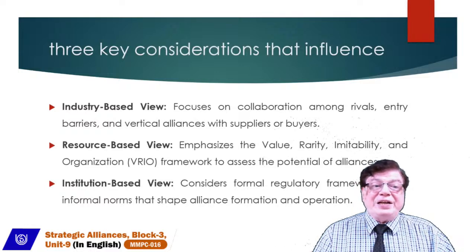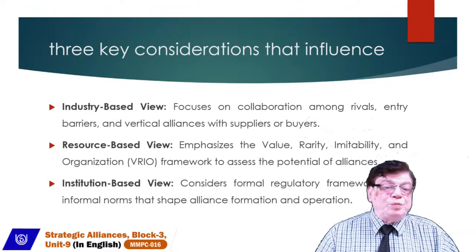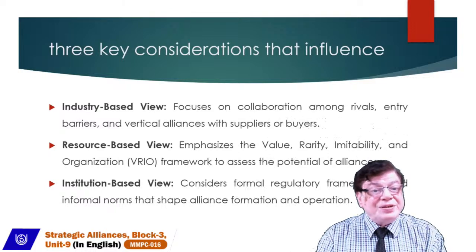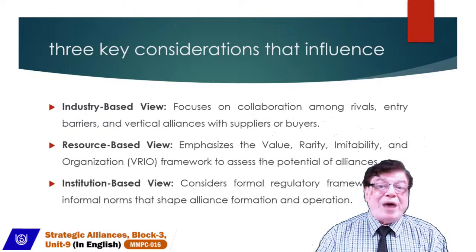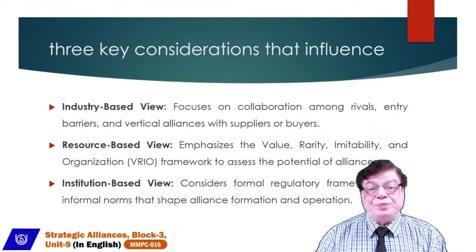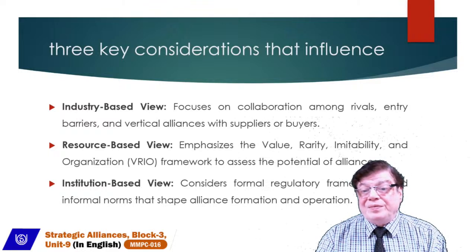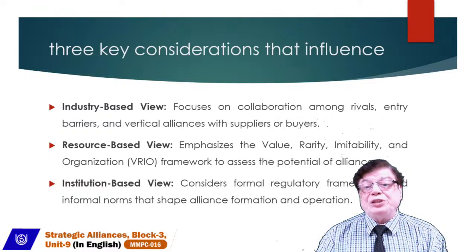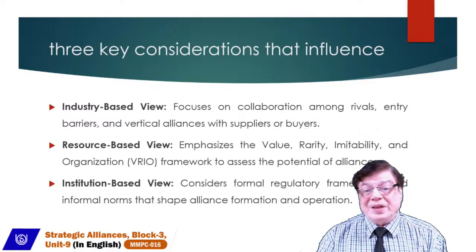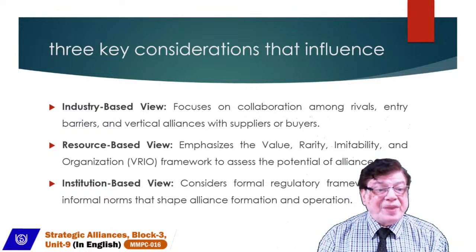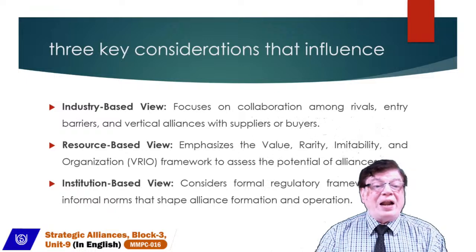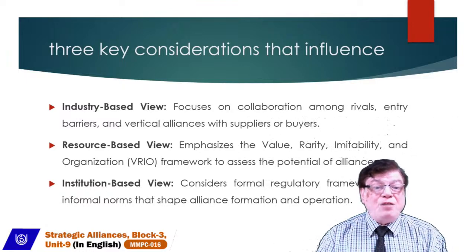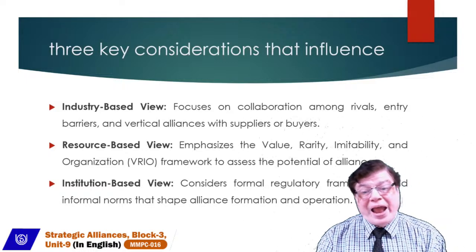Three key considerations that influence alliances are the industry-based view, resource-based view, and institution-based view. Industry-based view focuses on collaboration among rivals, entry barriers, and vertical alliances with suppliers or buyers. Resource-based view emphasizes the value, rarity, imitability, and organization framework to assess the potential of alliances. Now, value, V, rarity, R, imitability, I, and organization, O. So we call it in short VRIO. Third one is institution-based view. It considers formal regulatory frameworks and informal norms that shape alliance formation and operation.